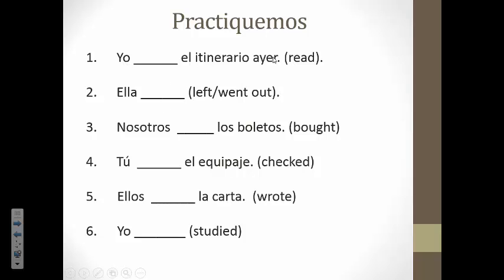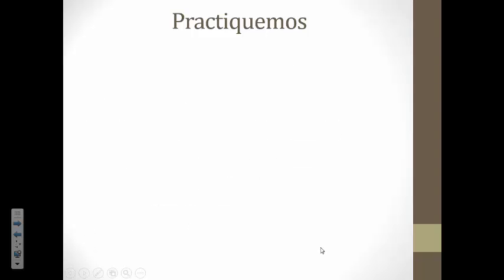It says, I read the itinerary yesterday. The verb to read is leer. So step 1, remove the -ER. Step 2, add the yo form ending. Hopefully you would have written down leí, L-E-Í, accent on the í. Okay, please pause me and work through numbers 2 through 6 on your own.